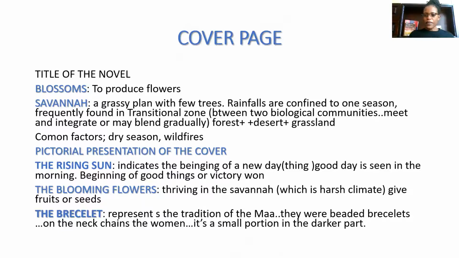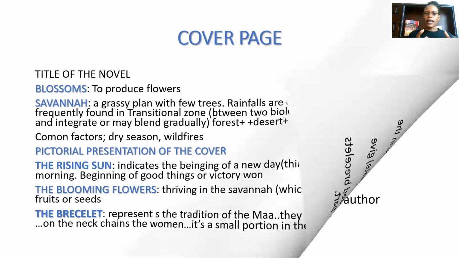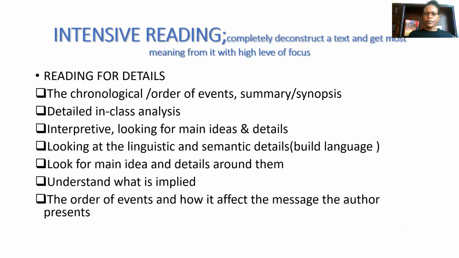Then the Savannah. Those who are taking geography know that, geographically, Savannah is a grassy plain with very few trees. The rainfall is confined to maybe one season, and so we could generally say that it's a dry land or a dry climate. But there's something that I found out that, as a learner, we should know: the Savannah lies in a transitional climate or transitional zone.